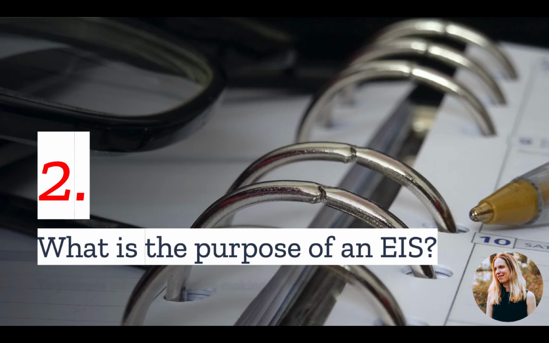Number 2. What is the purpose of an EIS? The statement is intended to act as an enforcement mechanism to ensure that the federal government adheres to the goals and policies that NEPA outlines. Specifically, the goal is to promote informed decision-making by federal agencies and ensure that they are taking into account both potential and existing environmental risks associated with the proposed project.